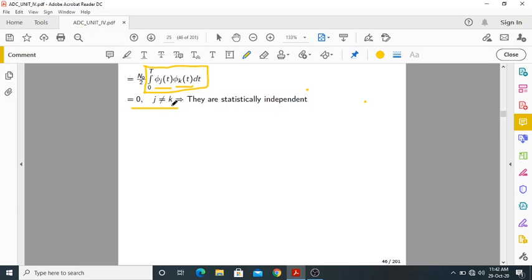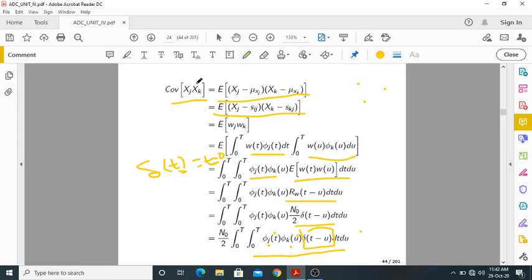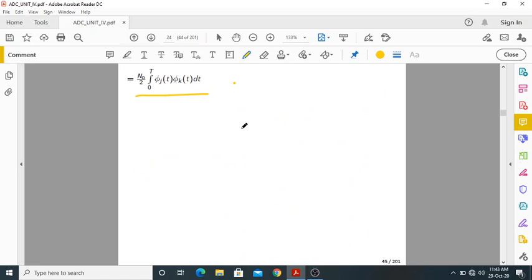Okay. So it is obvious j should not be equal to k, because we are finding the covariance of two different symbols, isn't it? If j equal to k, what happens? It becomes variance. Why? Because xj becomes a whole square. So it is variance. That becomes n naught by 2. Just now I found out. Here also, if j equal to k, this quantity is 1, it is n naught by 2.